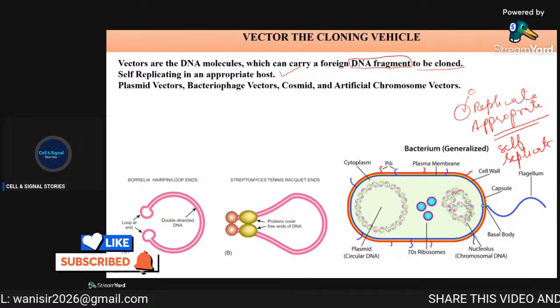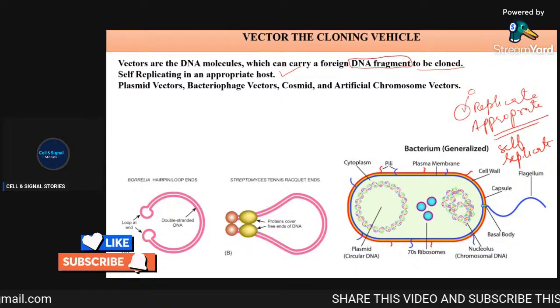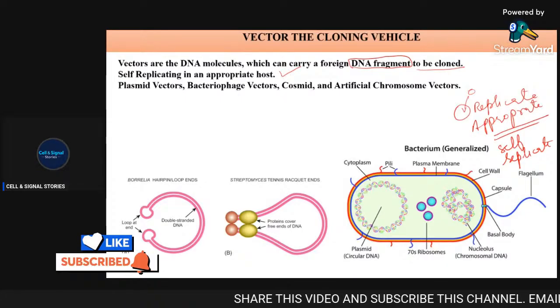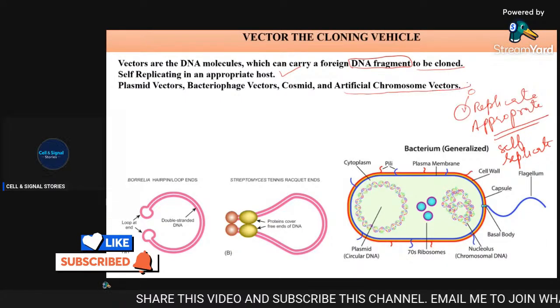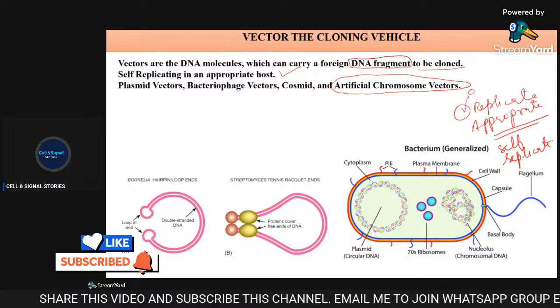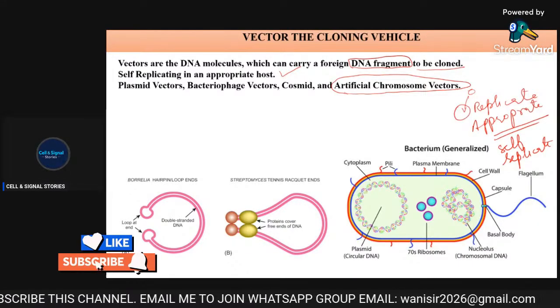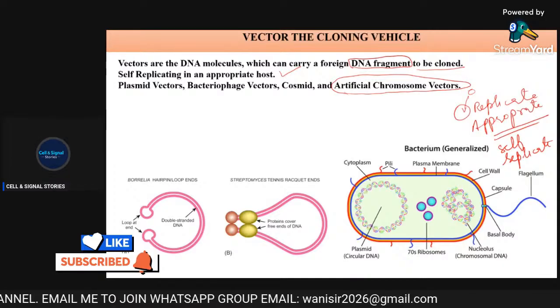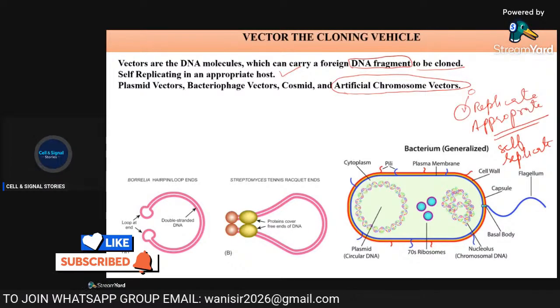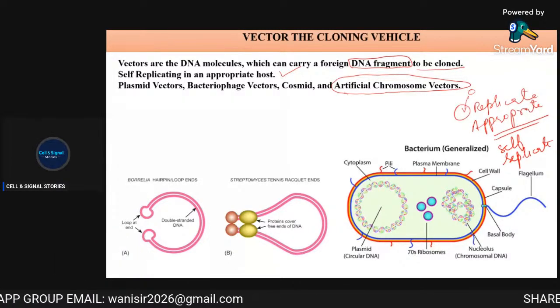So there are different types of vectors. We have plasmid vectors, bacteriophage vectors, cosmid vectors, and artificial chromosome vectors. We will try to understand all of these in the coming time. So first of all, we will see what a plasmid vector is, and how many types of plasmid vectors there are.